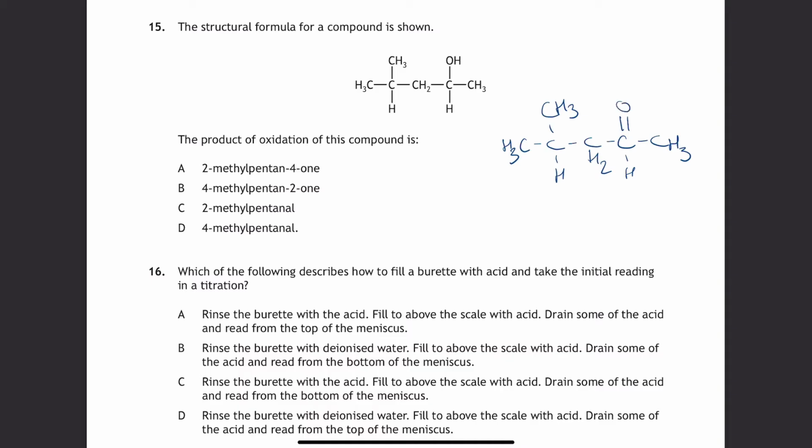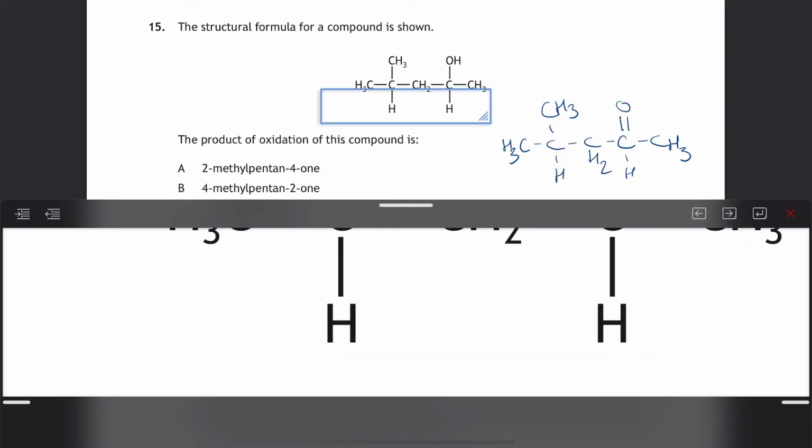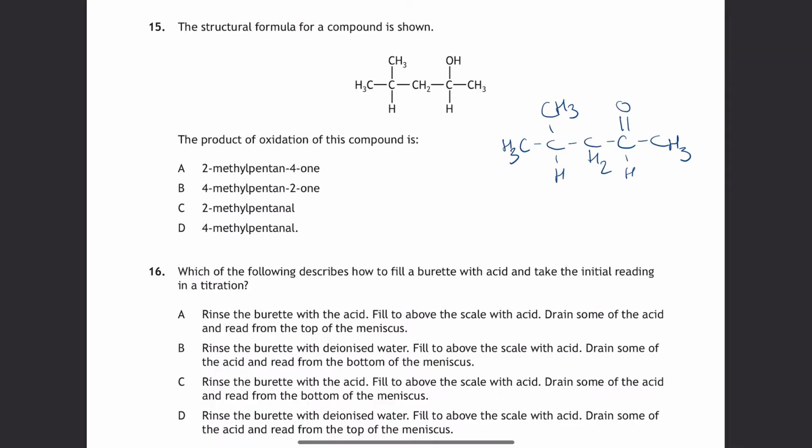So then if we name this molecule, there's a long chain of 1, 2, 3, 4, 5. The carbonyl group's on carbon 2. Because it's in the middle of the chain, it makes it a ketone. And then 1, 2, 3, 4 is the number of the branch carbon. So it'd be 4-methylpentan-2-one.